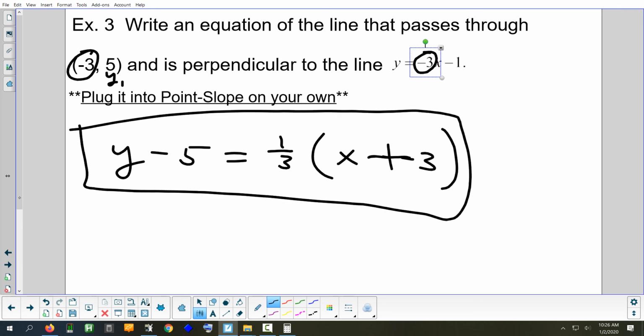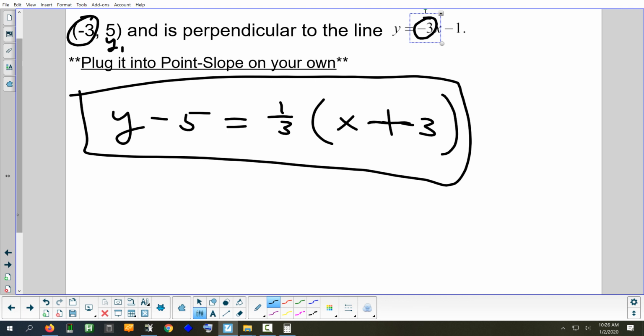If they wanted it in slope-intercept, then I would have to distribute the 1/3, and then I would have to add 5. Okay? So just to show you what that would look like, if you did it, you don't have to do it, but if you did, 1/3 times x is 1/3 x. 1/3 times 3, that comes out nice. 1/3 times 3, if you use your calculator, would be 1 plus 5. 1 plus 5 is 6. You did not have to go that far, but if they ever ask you to put it in slope-intercept, that's all you'd have to do. Distribute, and then add 5.